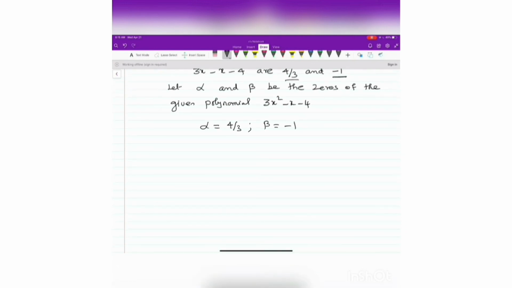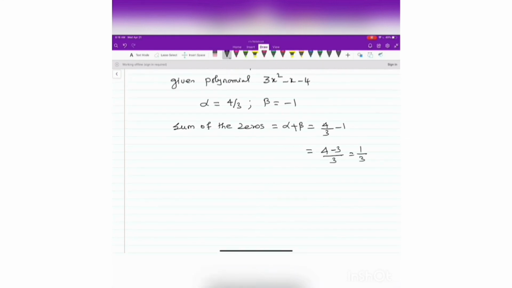Now we need to find out the sum of the zeros. So sum of the zeros is equal to alpha plus beta is equal to, substitute the values over here, 4 by 3 minus 1. When you take LCM, 4 minus 3 by 3, which is equal to 1 by 3. Now, I can write this as minus of minus 1 by 3. Slight modification.